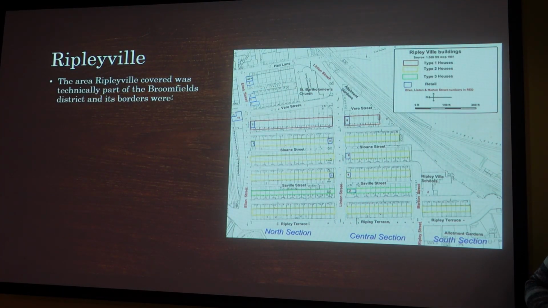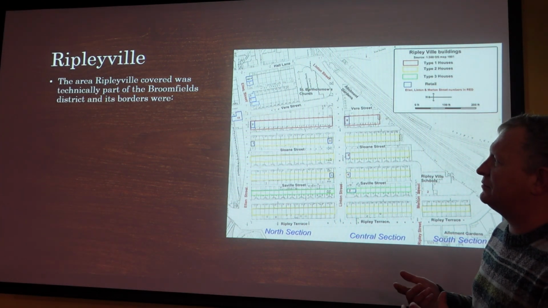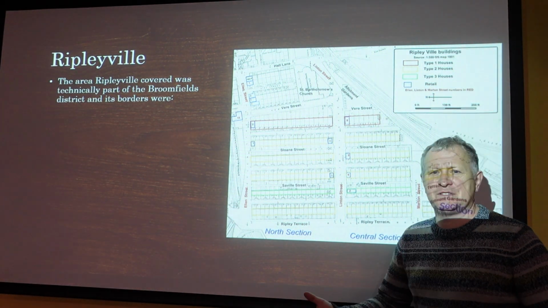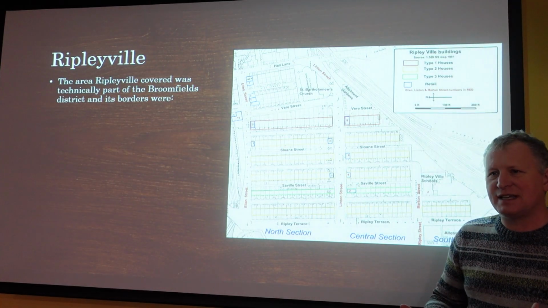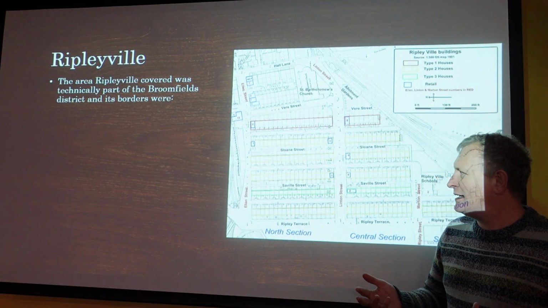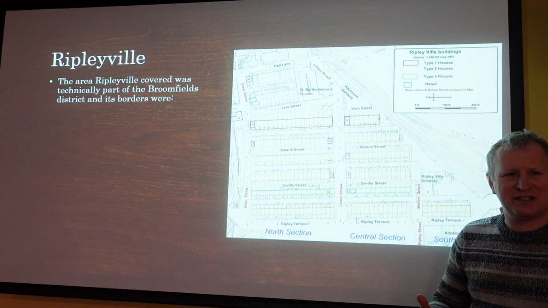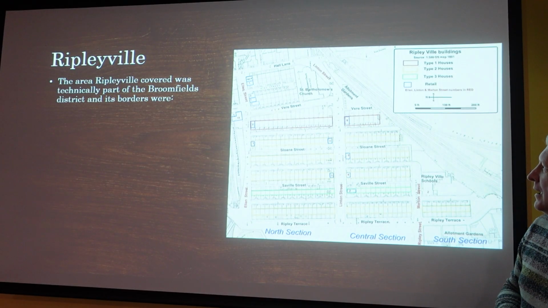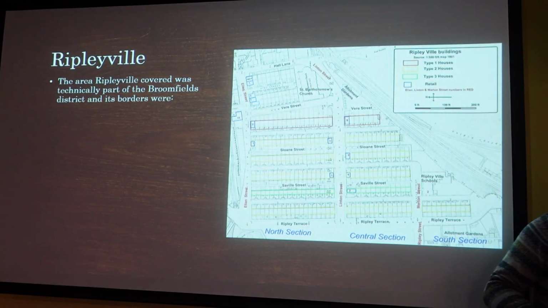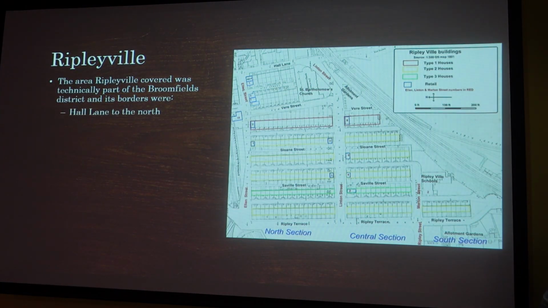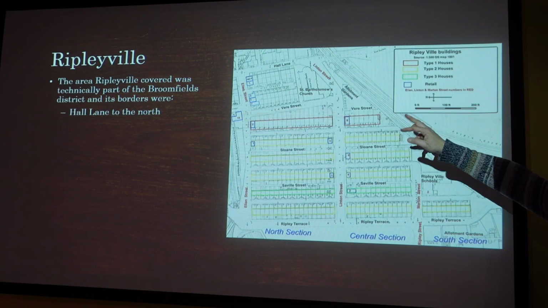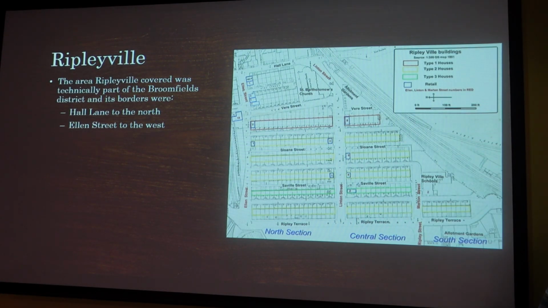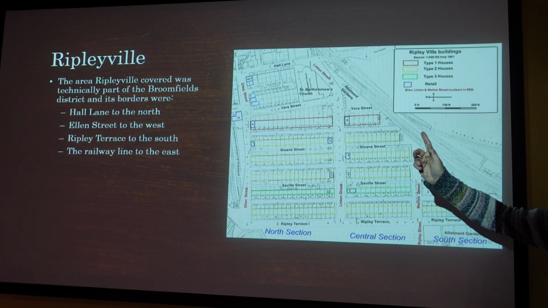So the area that Ripleyville covered was technically part of the Broomfields district, which we talked about in a previous session. So Broomfields district is to the south of where the interchange is now, around a sort of Hall Lane, Prospect Street area. And Ripleyville was built arguably within the boundaries of Broomfields. Its boundaries were sort of Hall Lane to the north, Ellen Street to the west, Ripley Terrace to the south, and then the railway line to the east.